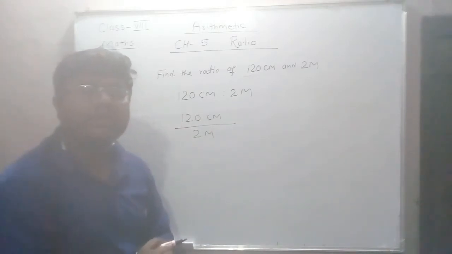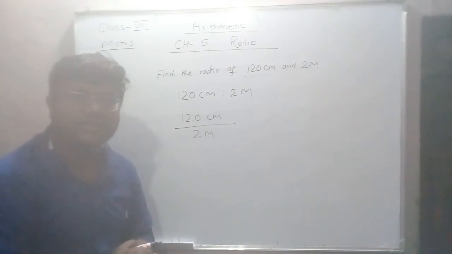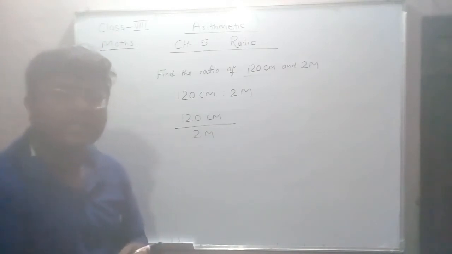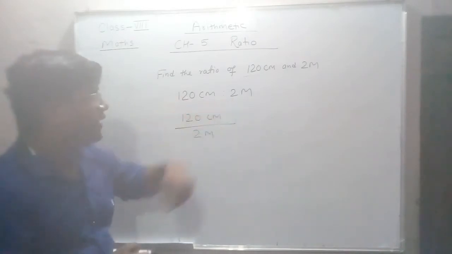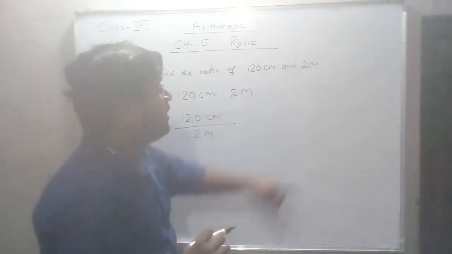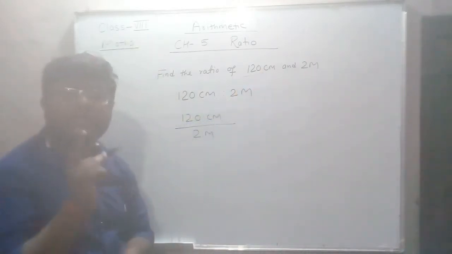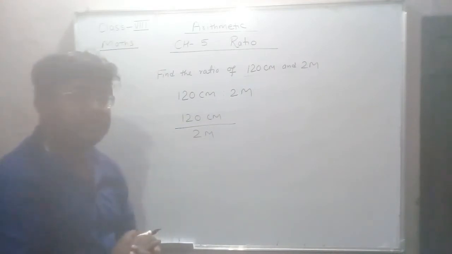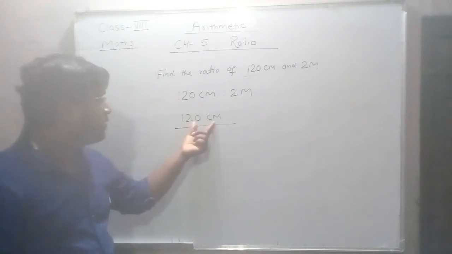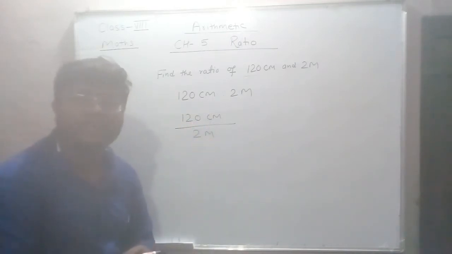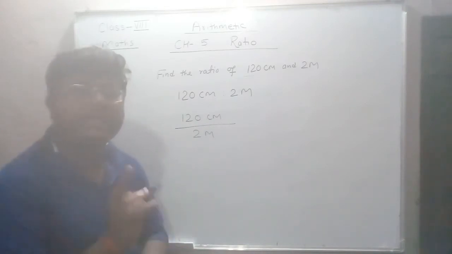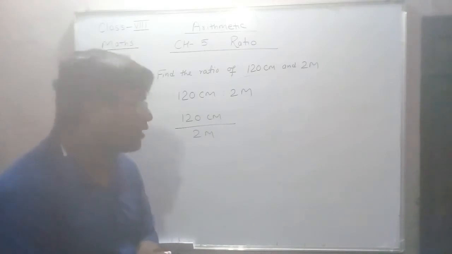According to the definition, ratio is the comparison of two quantities. Here the two quantities are 120 centimeter and 2 meter. They must be of the same kind, but the antecedent is in centimeter and the consequent is in meter. They are not in the same unit. We need to make them the same, then only we can cancel.